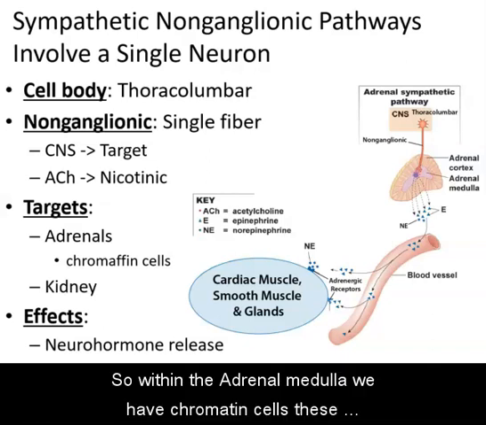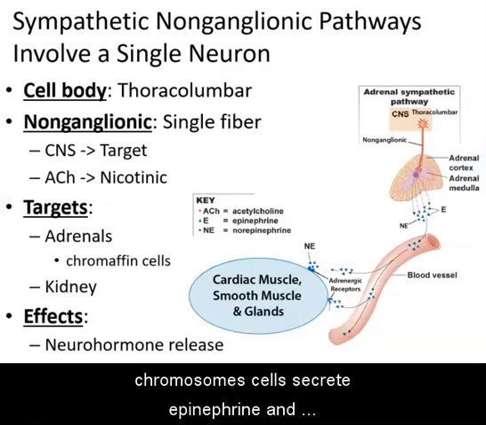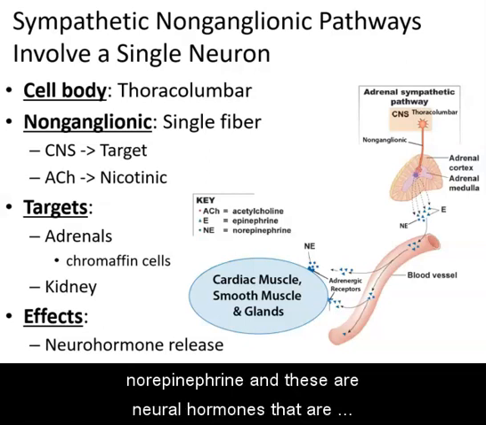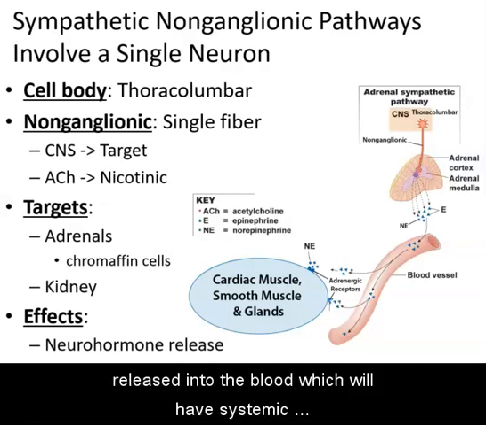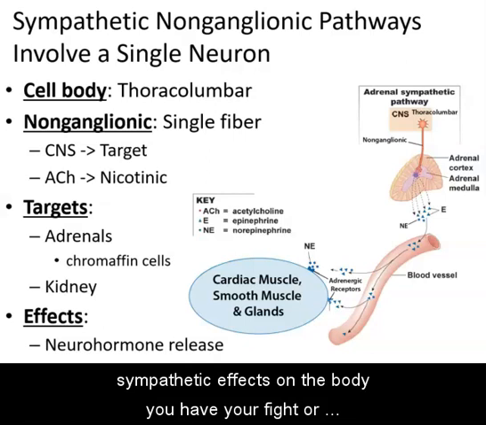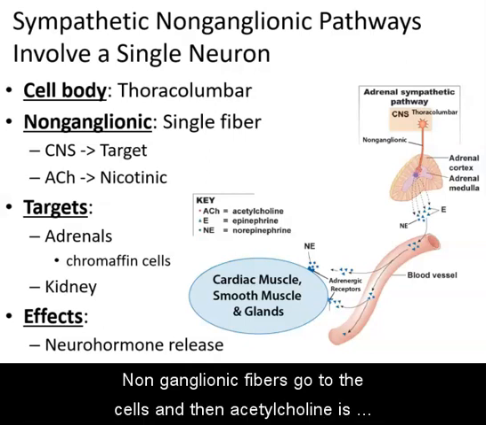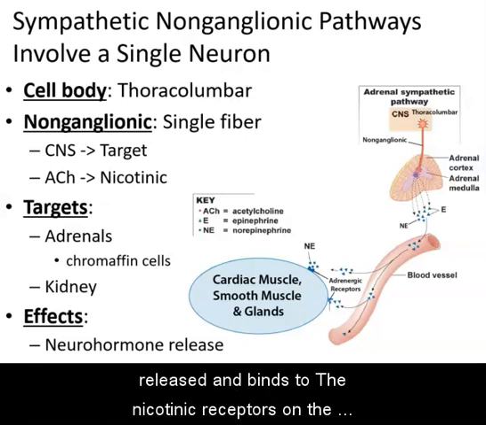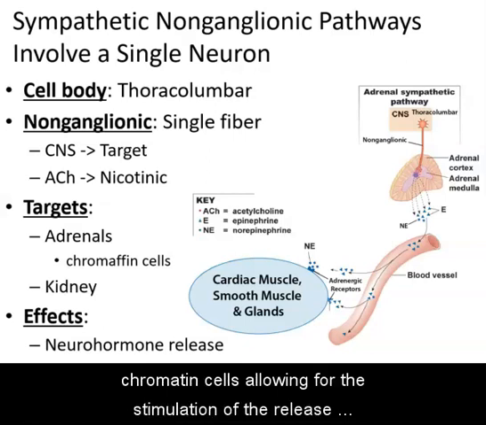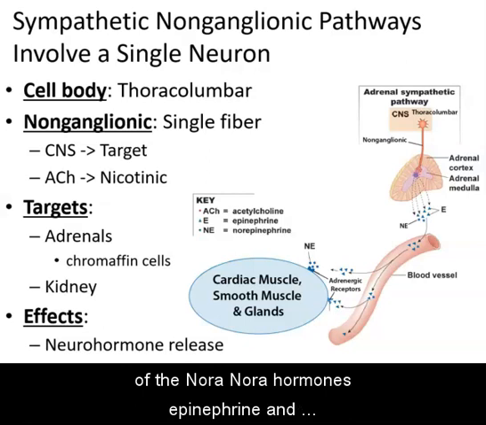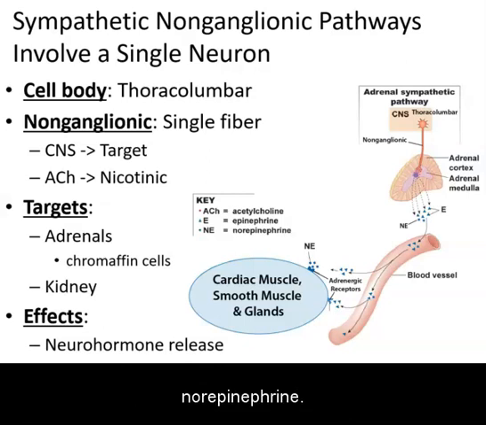So within the adrenal medulla, we have chromaffin cells. These chromaffin cells secrete epinephrine and norepinephrine. And these are neurohormones that are released into the blood, which will have systemic sympathetic effects on the body. You have your fight or flight response. Non-ganglionic fibers go to these cells, and then acetylcholine is released and binds to the nicotinic receptors on the chromaffin cells, allowing for the stimulation of the release of the neurohormones epinephrine and norepinephrine.